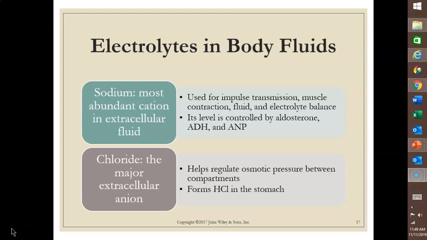Typical daily intake of sodium in most Americans is far greater than what our body requires because of our diet. So the kidneys are able to excrete excess sodium, but they can also conserve it when we don't have enough. Sodium level in the blood is controlled by aldosterone, ADH, and ANP. Wow, those hormones keep coming back, right?